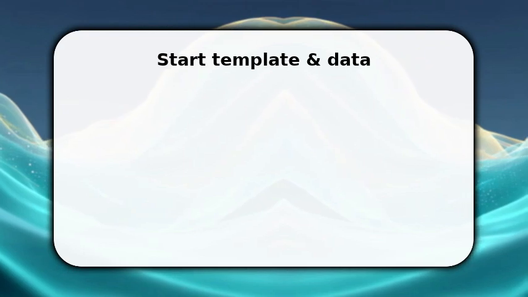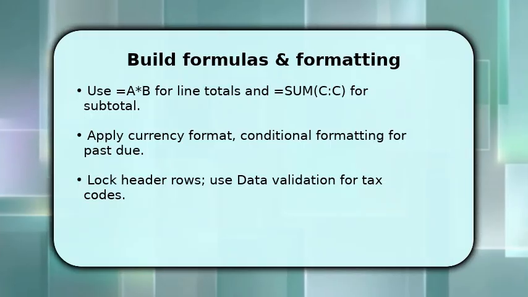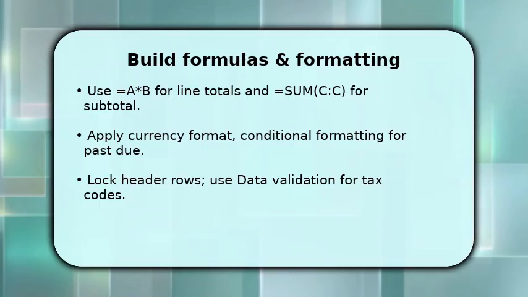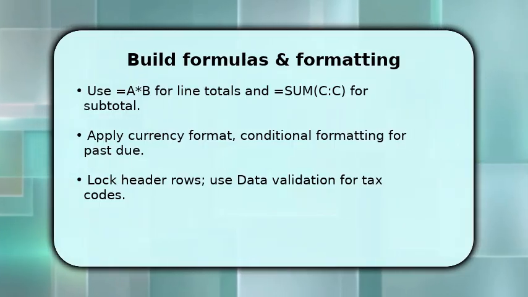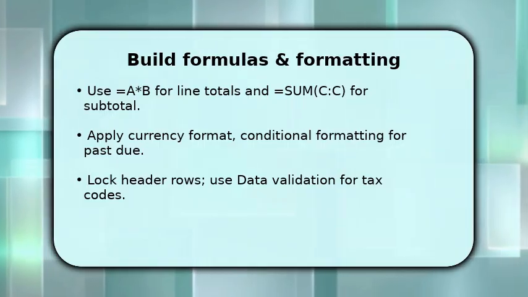Now construct the core calculations in a clean layout. Enter formulas for line item totals, then calculate subtotal, tax, discounts, and grand total with separate cells to track each element. Make values readable. Set currency formatting, fix 2 decimals, and freeze the header row for scrolling.